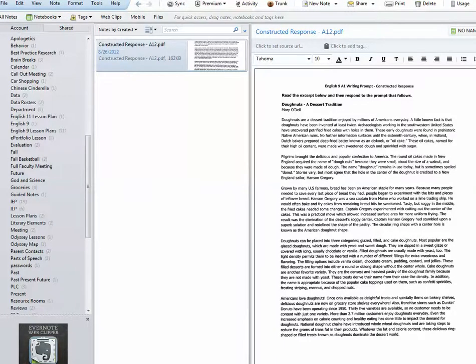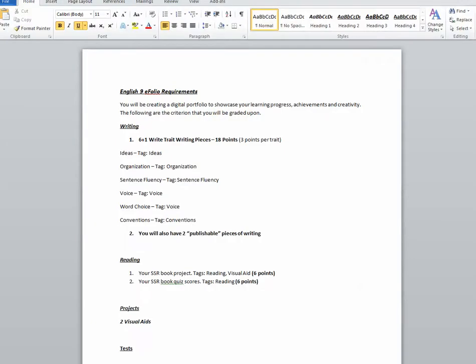The next thing we did in class was begin putting together our digital binders. We will be using digital binders in here to really show off our skill sets and our growth. There will be certain things that must be in our binders. Here are a few. All of our writing pieces will go in our binders. So every 6+1 writing piece that we do will go in this writing, and then we will then tag it with the trait that applies.